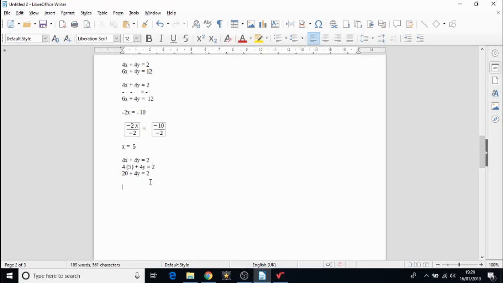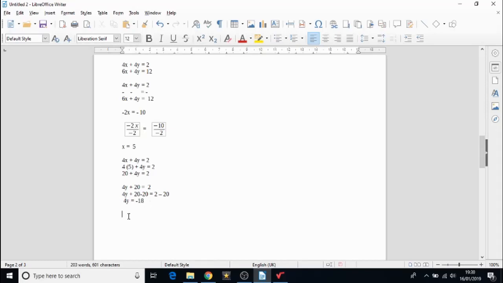We want to get y on its own, but we can't do that yet. We need to minus 20. So let's just rewrite it like this. And we're going to minus it by 20. And whatever you do to the left hand side, you must also do to the right hand side. So positive 20 minus 20, and 2 minus 20. Therefore, 4y is equal to minus 18.